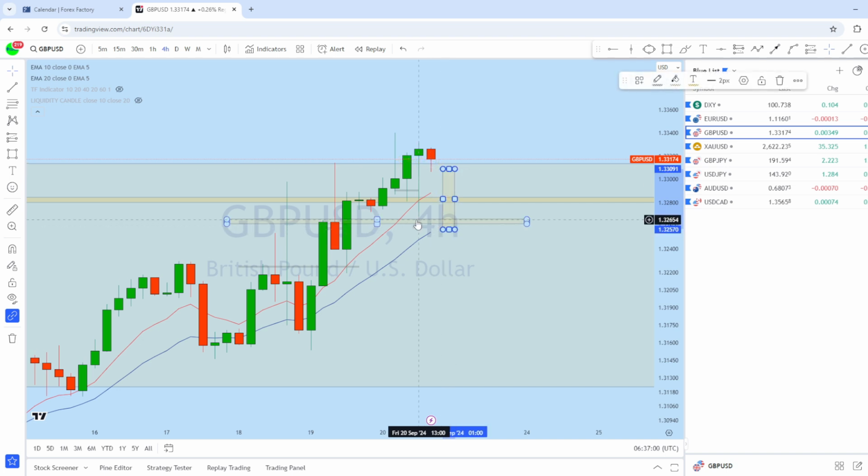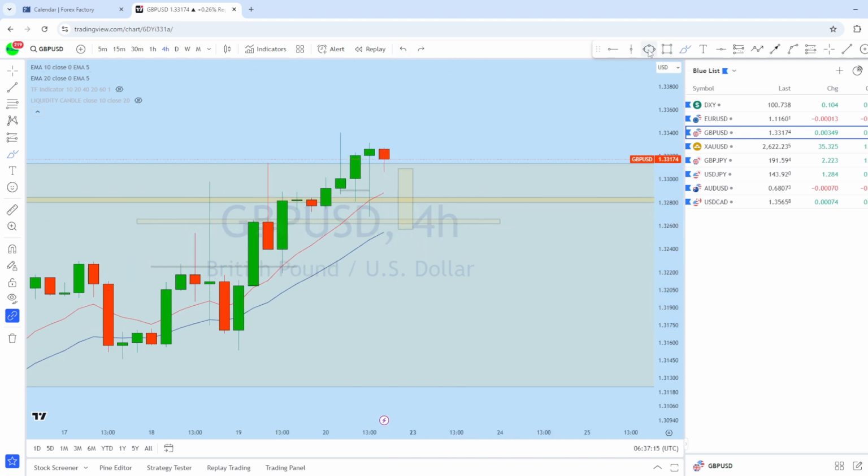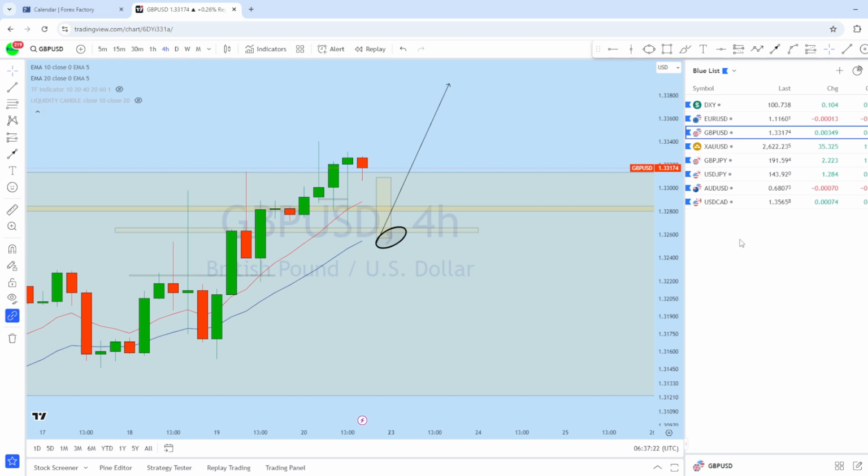In case the price drops below this level, below this long wick candle, we may see a break of structure, because we can see that here is an uptrend, and any candle close or break below can be a strong break of structure that can give us a potential entry opportunity on British pound US dollar.